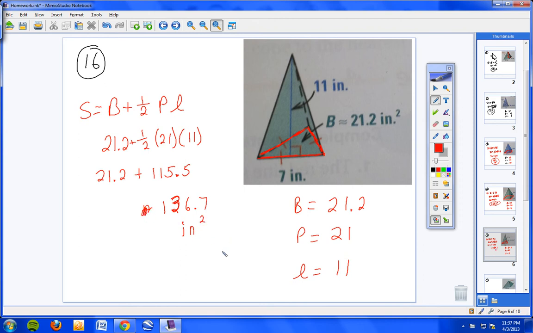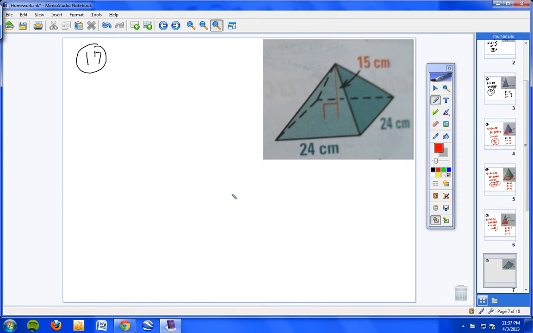Moving on to number 17. They want us to find the surface area of this pyramid, so we know we need to find the area of the base, the perimeter of the base, and the slant height. The area of the base is going to be 24 times 24, because we have a square down here. 24 times 24 is 576, so there's the area of the base. And now the perimeter is going to be 24 plus 24 plus 24 plus 24, which is 96.